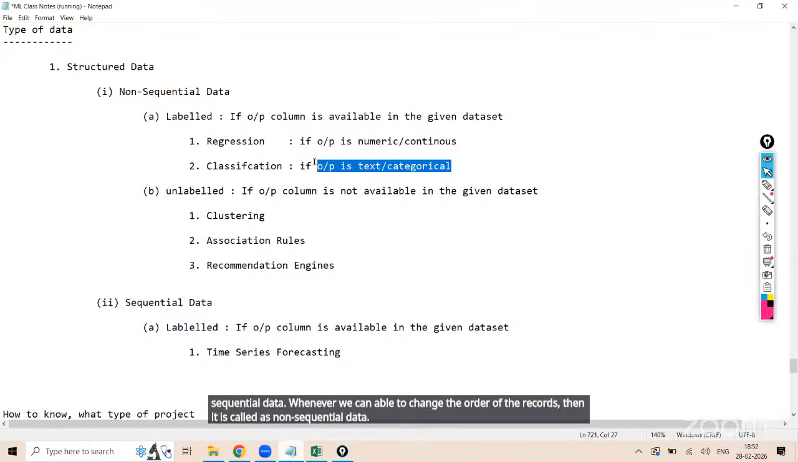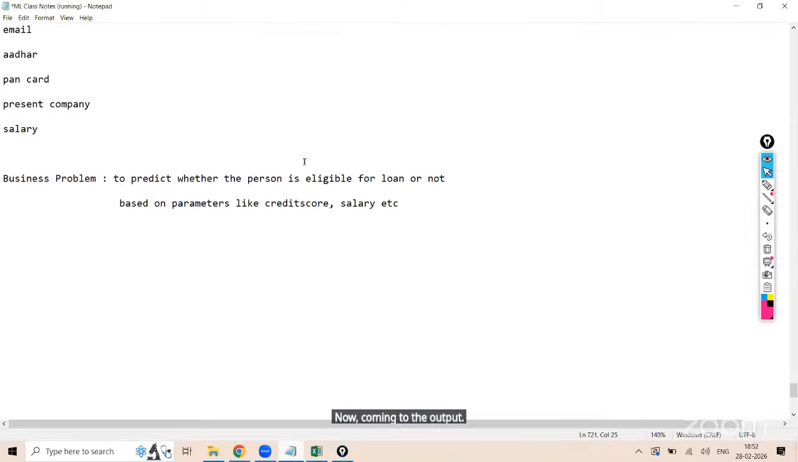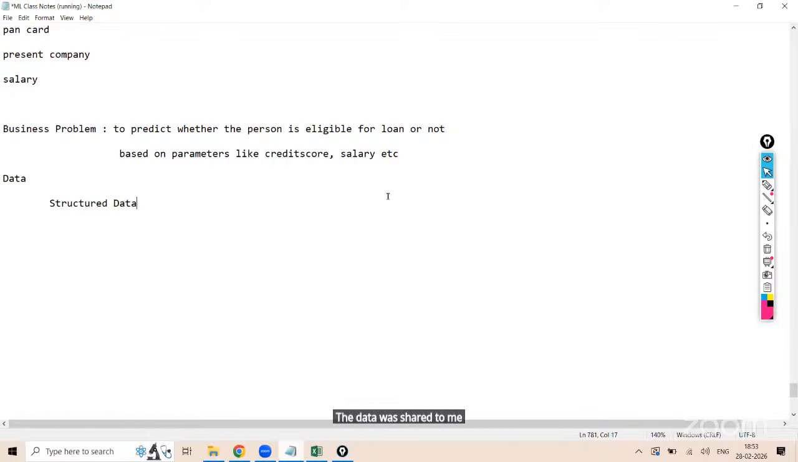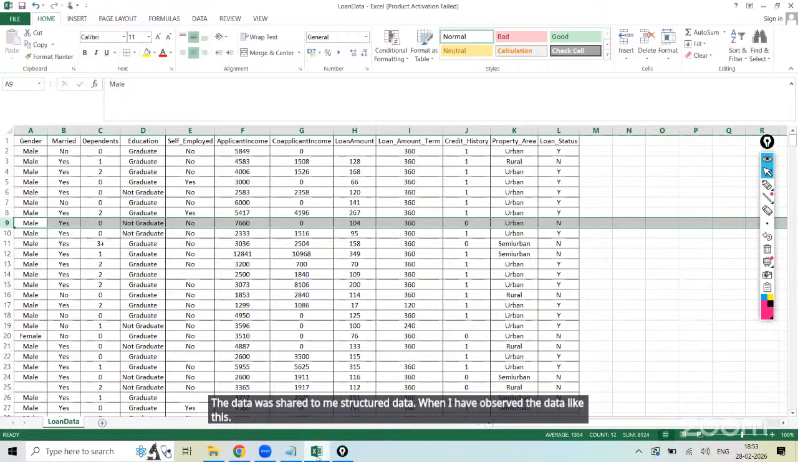Now coming to the output. What is the business problem we have discussed here? The business problem is we have to estimate or predict whether the person is eligible for the loan or not. Now, next, what data was given to me? First, the data shared with me is structured data. When I observed the data like this, it is structured data.